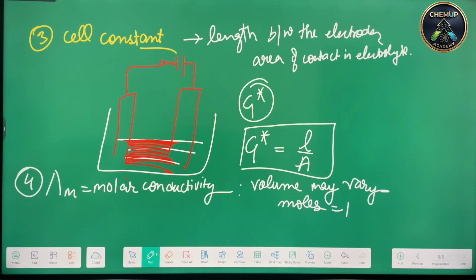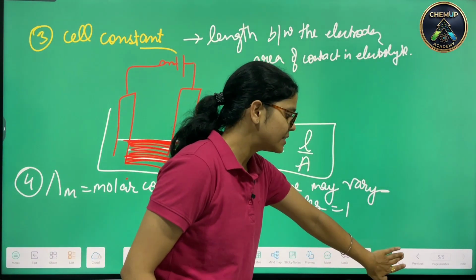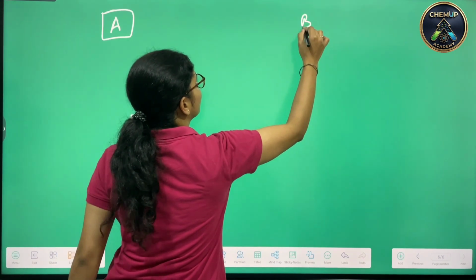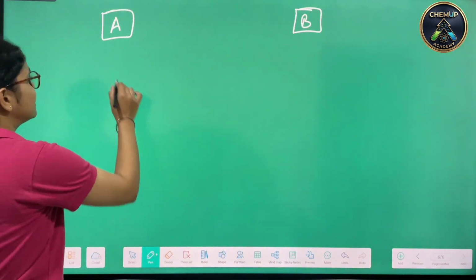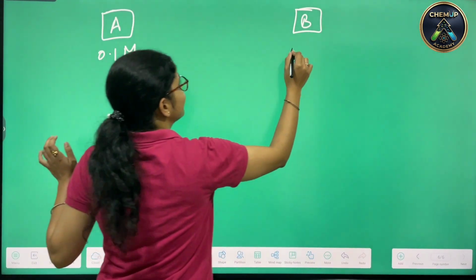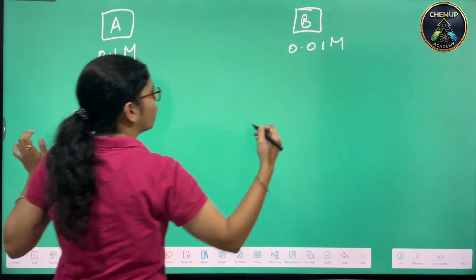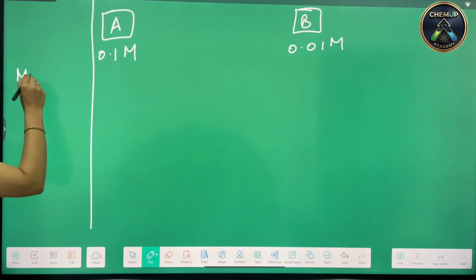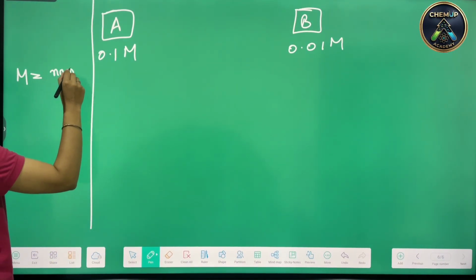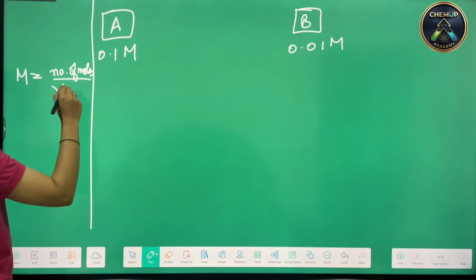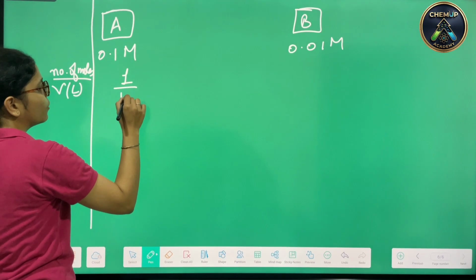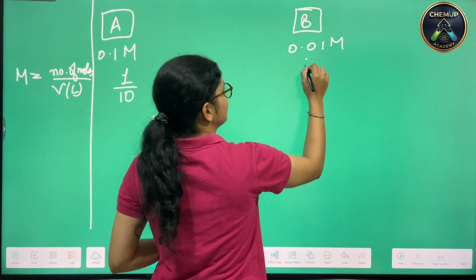So sometimes people get confused about how to take or what to take. Regarding this, let me take an example. We have two solutions, solution A and solution B. Solution A is 0.1 molar, solution B is 0.01 molar. What was the formula of molarity? Molarity is the number of moles upon volume of solution in liters. If we break it out, the moles would be 1 upon 10 here, and 1 upon 100 here.